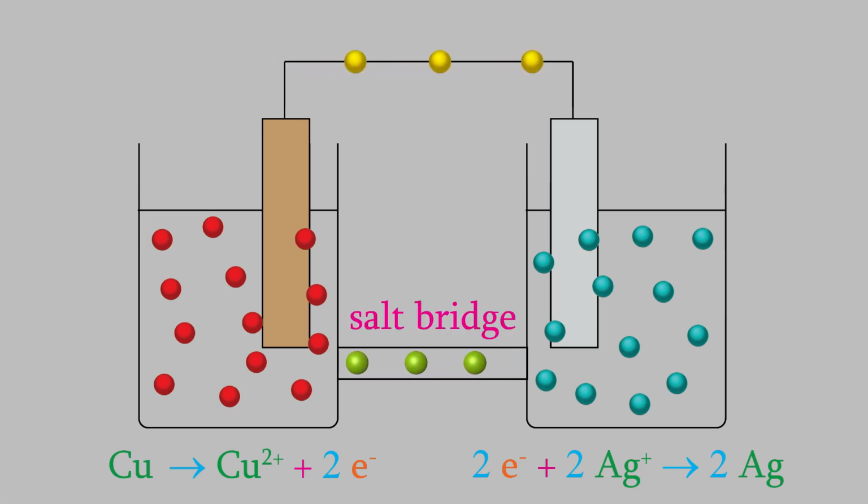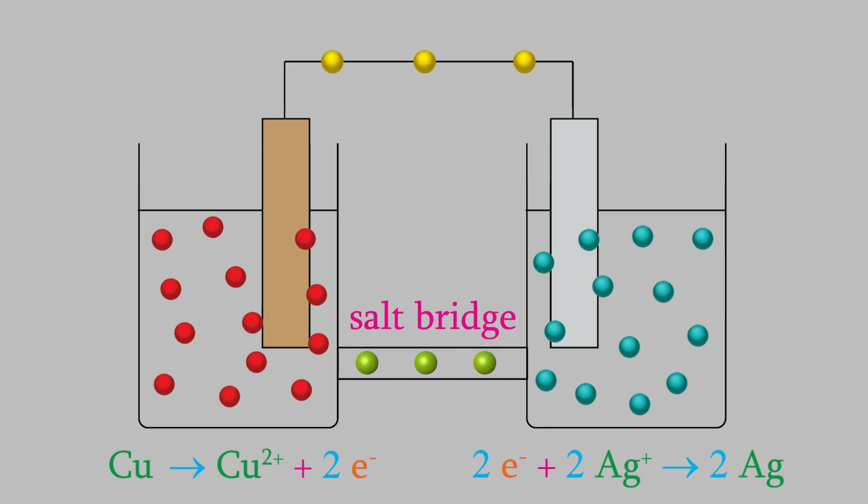Notice that in this example, it's nitrate ions that flow through the salt bridge, but that's just because we started with solutions of copper nitrate and silver nitrate. If we had a different spectator ion, like acetate for example, then that's what would go through the salt bridge.